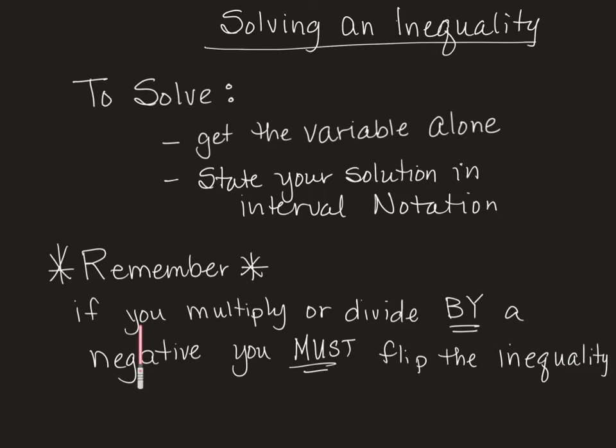Big reminder here though, if you multiply or divide by a negative, you must flip the inequality. Big part is by, not into, but by. That means the division is underneath and the bottom number would be negative.